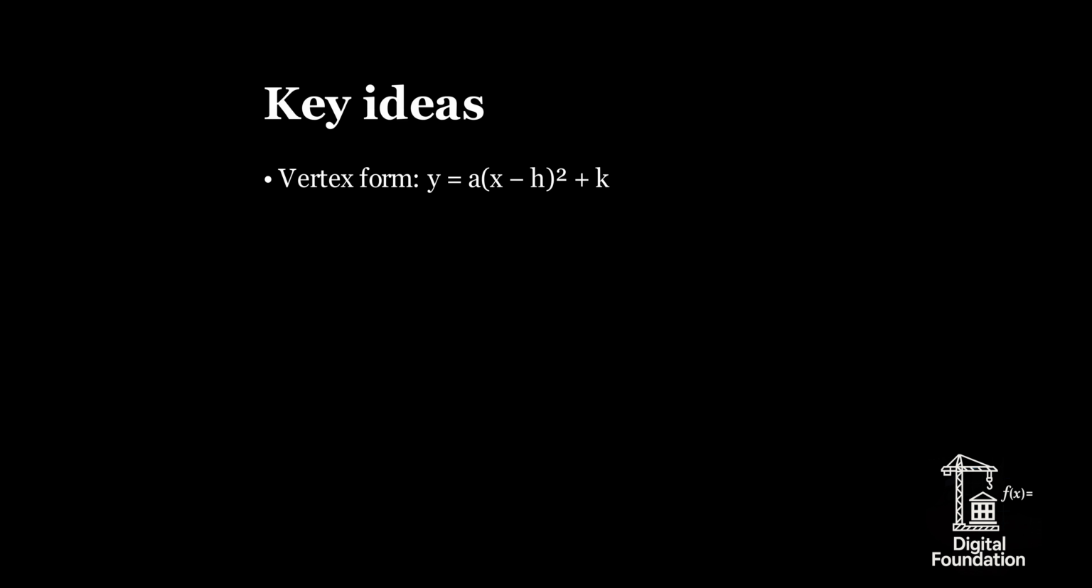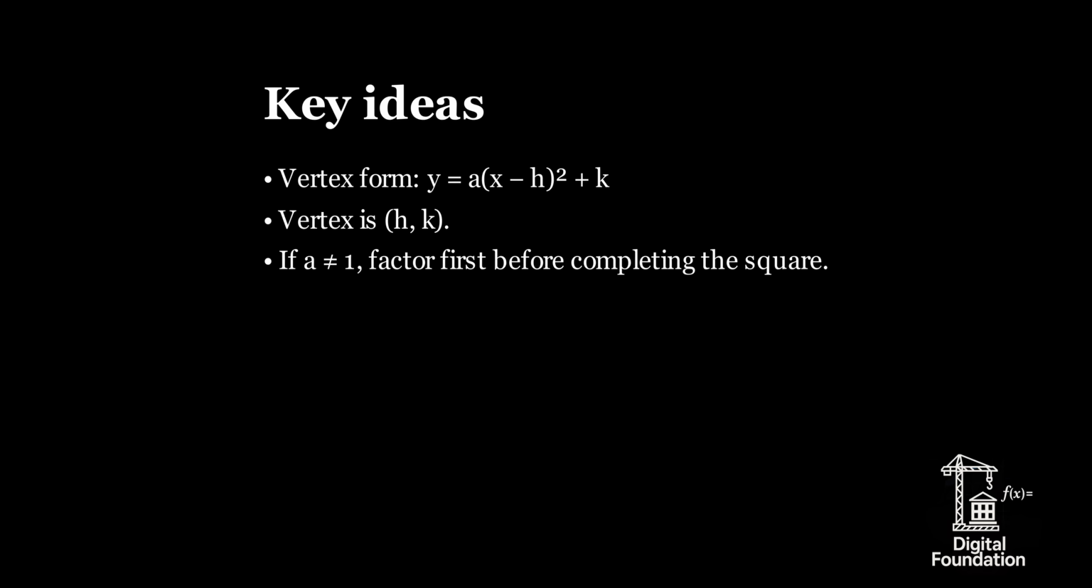Let's summarize the most important ideas. Vertex form is not just an algebra trick. It is a visual interpretation of a quadratic. The form y equals a times the quantity x minus h squared plus k tells us everything we need to know. The vertex is the point (h, k). The sign of a tells us whether the parabola opens upward or downward. If a is positive, the vertex is a minimum. If a is negative, the vertex is a maximum. And completing the square is the bridge that takes us from standard form to this visual understanding.